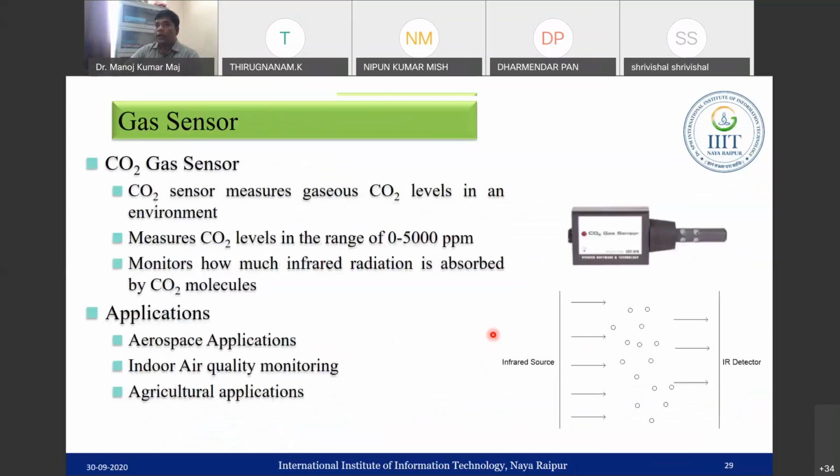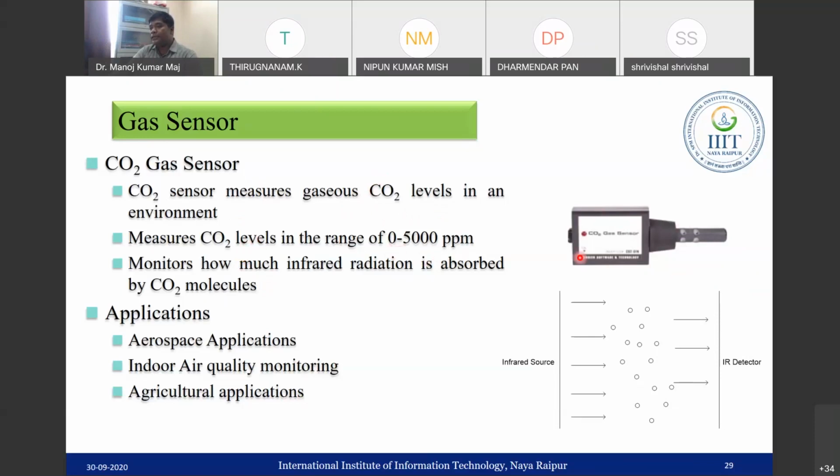And we can also have a different kind of gas sensor that I already conveyed. If we are using the carbon dioxide based gas sensor, it can measure the carbon dioxide level in an environment. So in our surroundings, how much percentage of carbon dioxide is present can be measured in the range of 0 to 5,000 ppm.